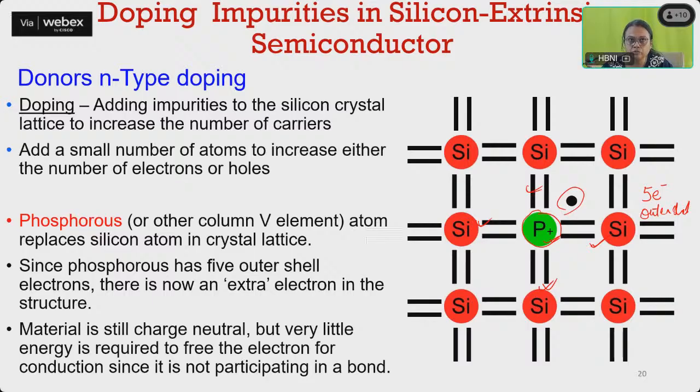Adding impurities to the silicon crystal lattice leads to an increase in the number of carriers, and for this we have to add very few atoms. Add a small number of atoms to increase the number of electrons or holes. In this case we are putting in phosphorus, which is a column 5 element, and it replaces the silicon in the crystal lattice. There is now an extra electron in the structure, though the structure is still charge neutral, but very little energy is required to free the electron for conduction, since it is not participating in any bond.